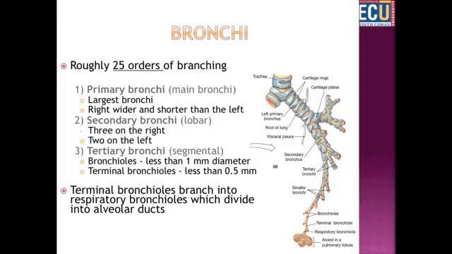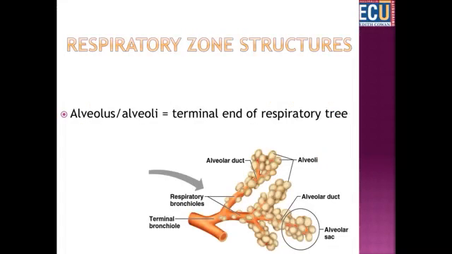The secondary bronchi is referred to as lobar. There's 3 on the right and only 2 on the left. And you can start to think why this may be. And then we have the tertiary bronchi, and the bronchioles are less than 1 millimeter in diameter. And there's the terminal bronchioles, which are less than 0.5 millimeters in diameter. So you can start to think why the left may be smaller because of the cardiac notch, maybe. And then we have the terminal bronchioles, which branch into the respiratory bronchioles, which divide then into alveolar ducts.